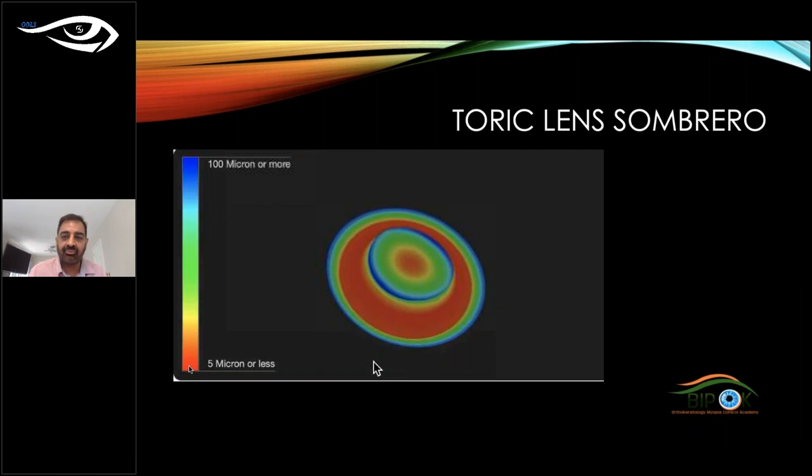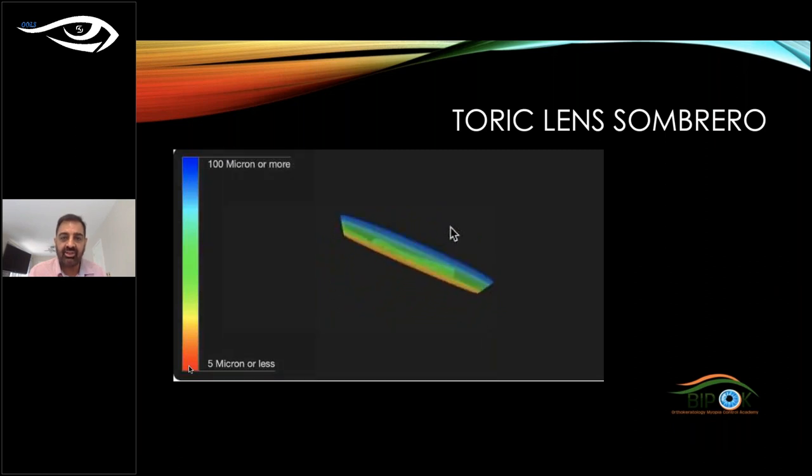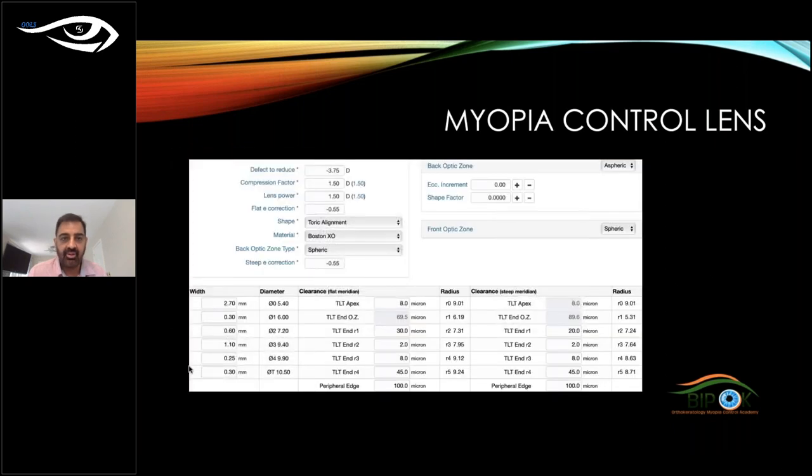Again, the forces are now for the negative and positive. So this is what's going to happen to your actual cornea, how the forces are going to be applied. So you can see what we've done here.